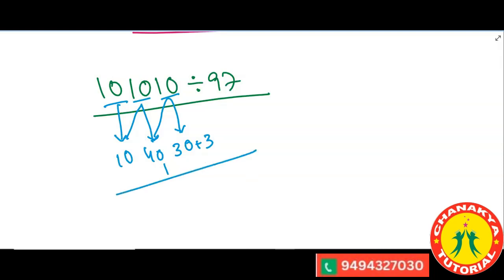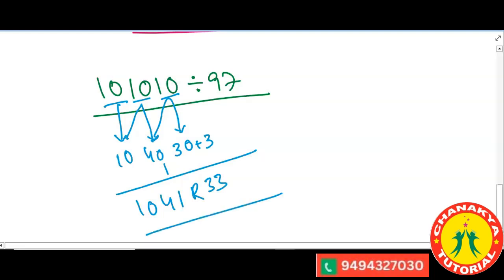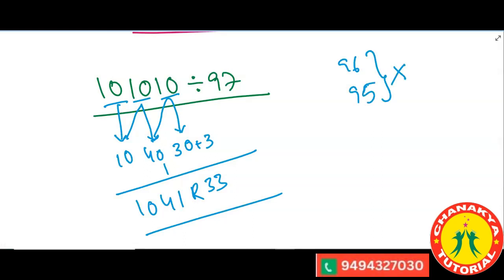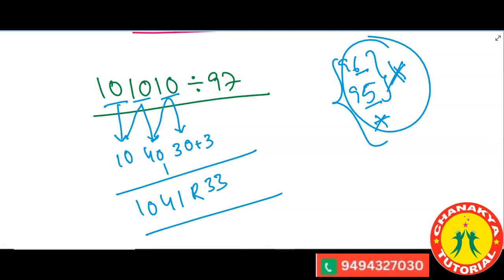Okay, so finally the answer here is 1041 with remainder 33. Okay, this is the approach. And below 97, 96, 95, these numbers are not suggested with this approach, because into 4, into 5, into 6, these numbers will take extra time. Instead of doing these multiplications, we can do it directly as division. So don't follow this approach for below 97. Even for 97 it is not suggestible. This method is better for only 99 and 98.